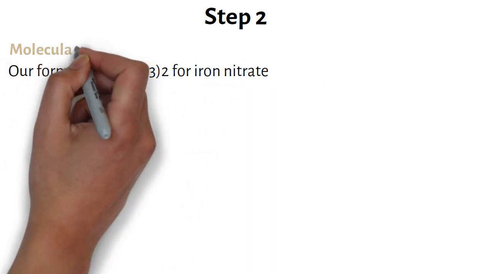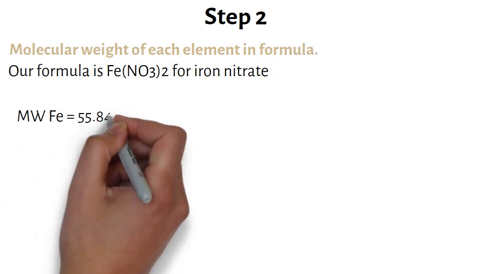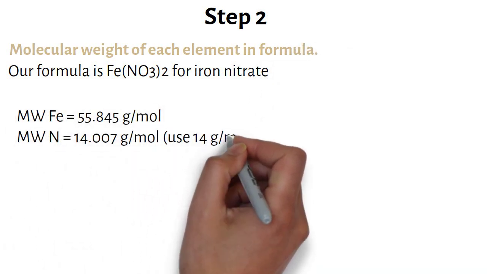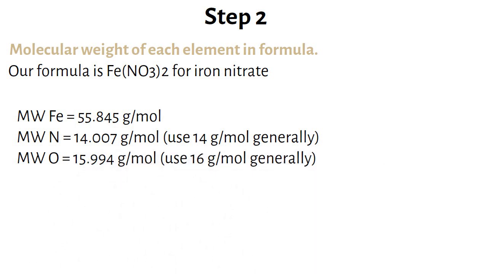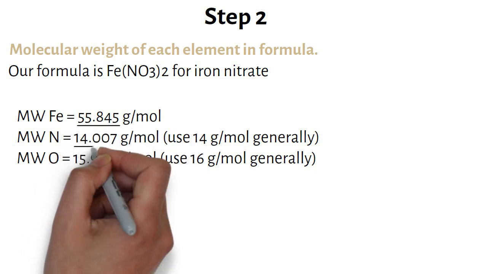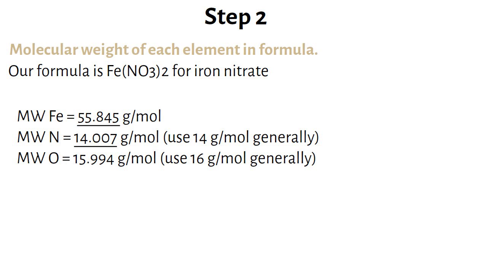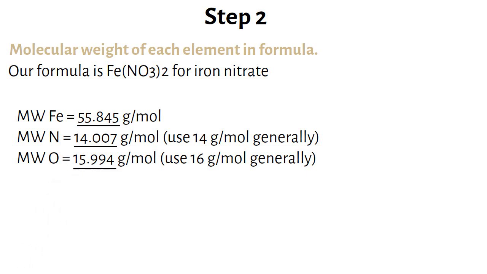In this step, we'll get the individual elements' molecular weights. The elements in the formula are Fe for iron, N for nitrogen, and O for oxygen. Iron's MW is 55.845 grams per mole. Nitrogen's is 14 grams per mole, and oxygen is 16 grams per mole. Let's move on to step 3.